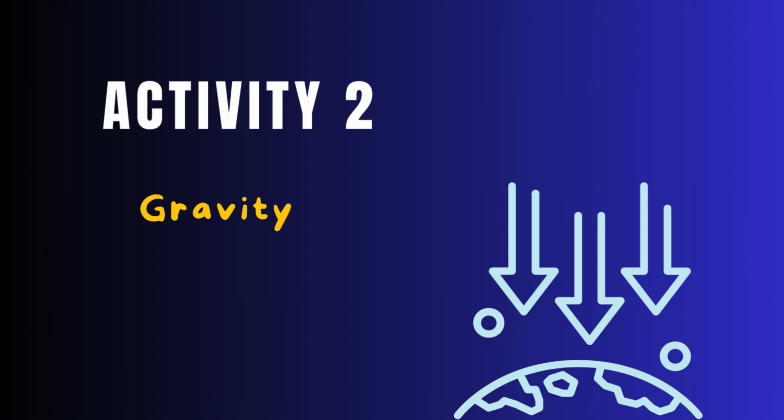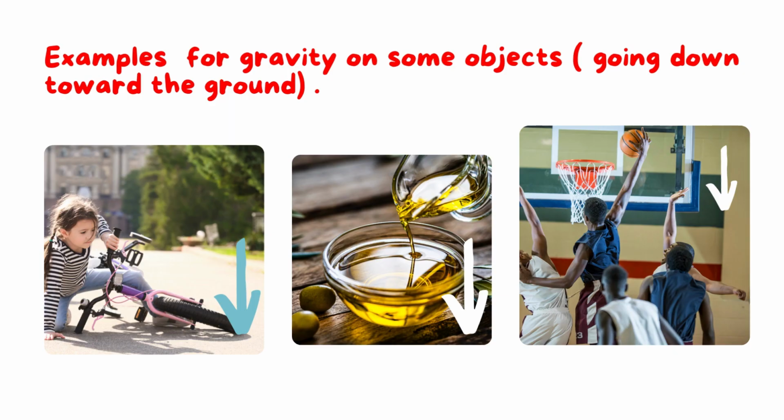We'll talk about gravity. We now have examples of gravity of some objects toward the Earth's surface or toward the ground. In the first picture, a girl falls down from the bike, so she falls toward the ground. This is the gravity of Earth. Also, when we pour oil or any liquid, the oil is poured toward the ground.